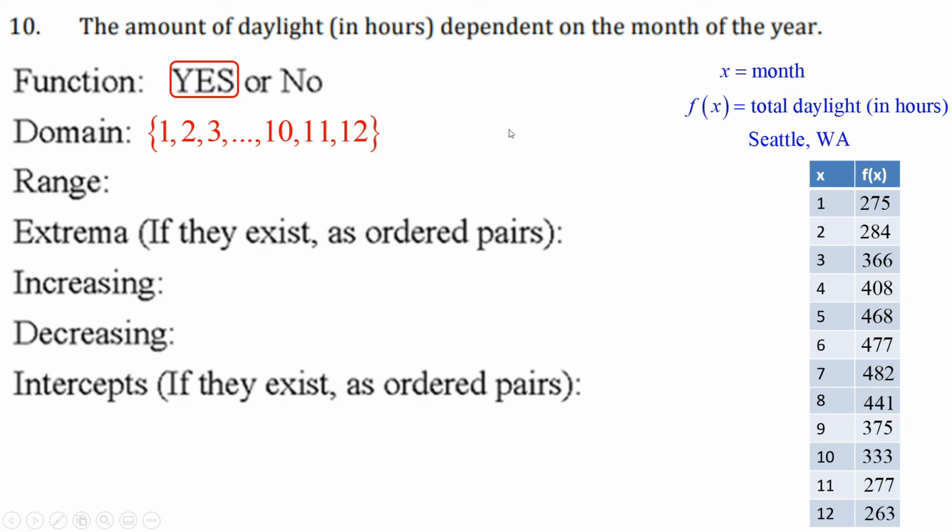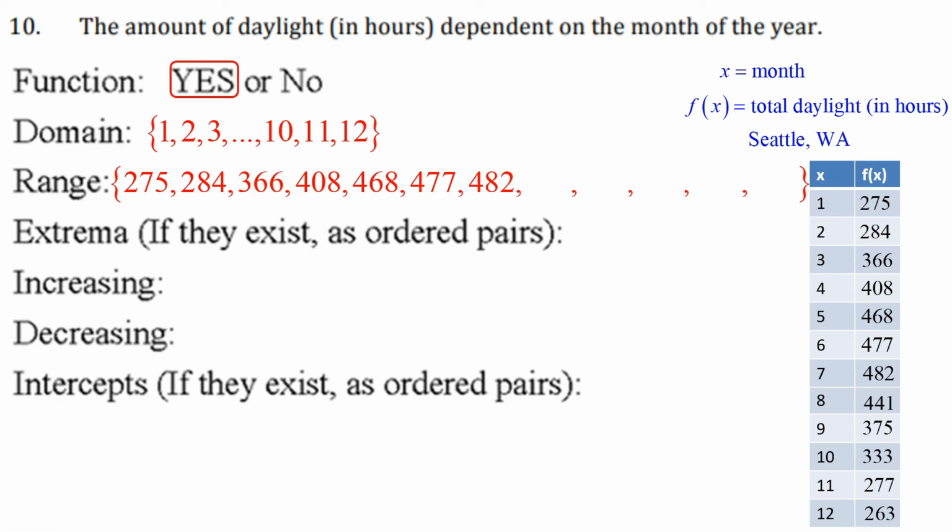Now the range, I'm going to do the same thing. But here I have to list them all because there really isn't a pattern there now, is there? So we go 275, 284, 366, 408, 468, 477, 482, and then the days start to get, the light becomes less and less every month. So where was that? 441, 375, 333, 277, and then 263. Whew. Extrema, if they exist as ordered pairs.